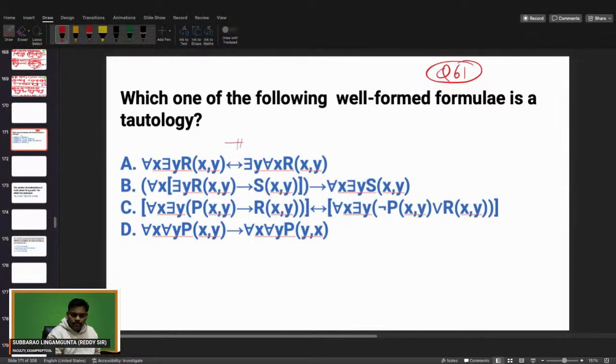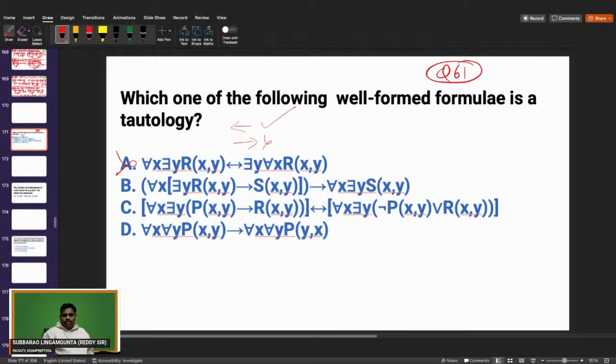If you see this one properly, from this side not possible, from this side not possible, right? But from this side it is possible. We discussed in the classroom many times. So A is not possible. The question is: which one of the following well-formed formulas is a tautology? Tautology means it should work both sides.